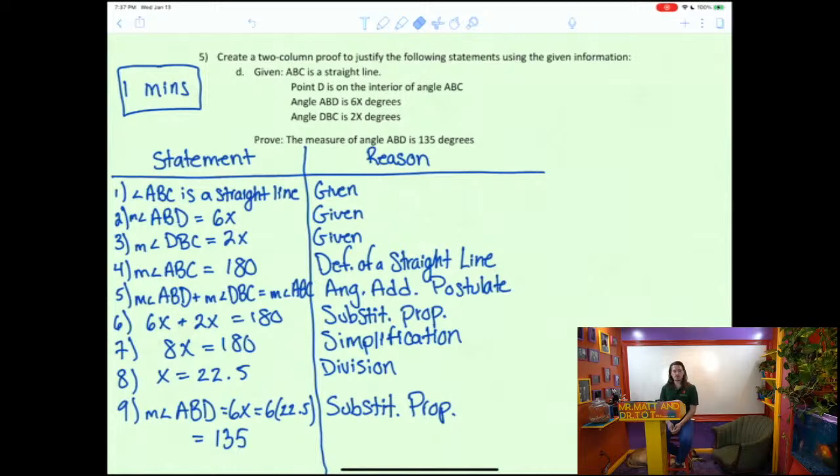If you have any questions, then please let me know. Otherwise, let's go to question number 6. This will be the last question for today and bring us up to the end of class.